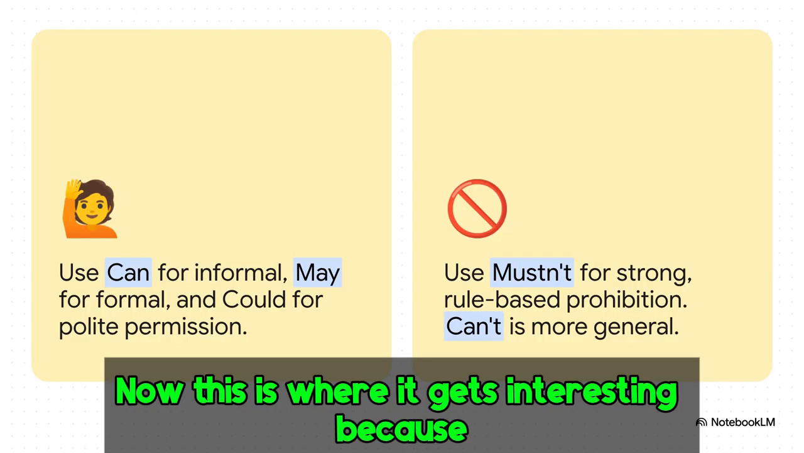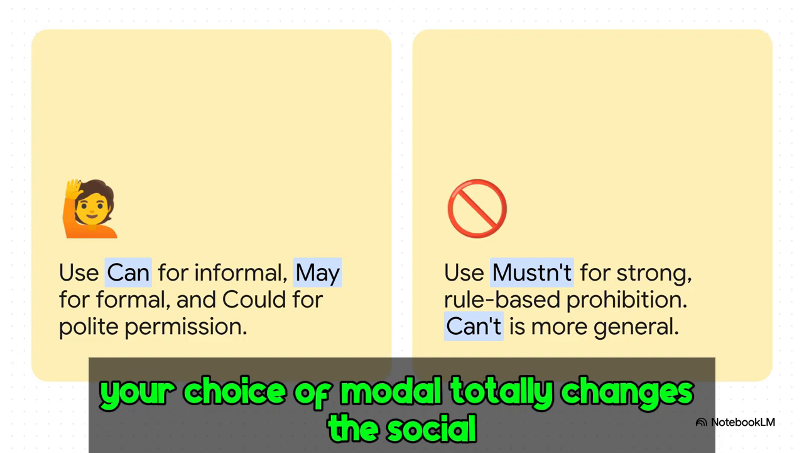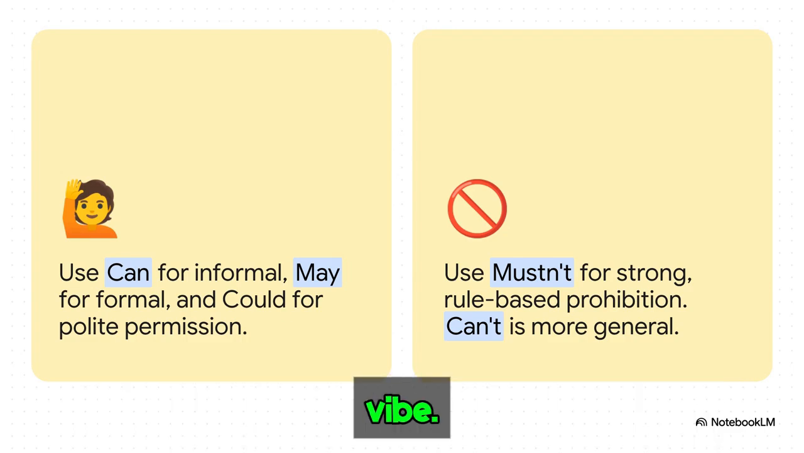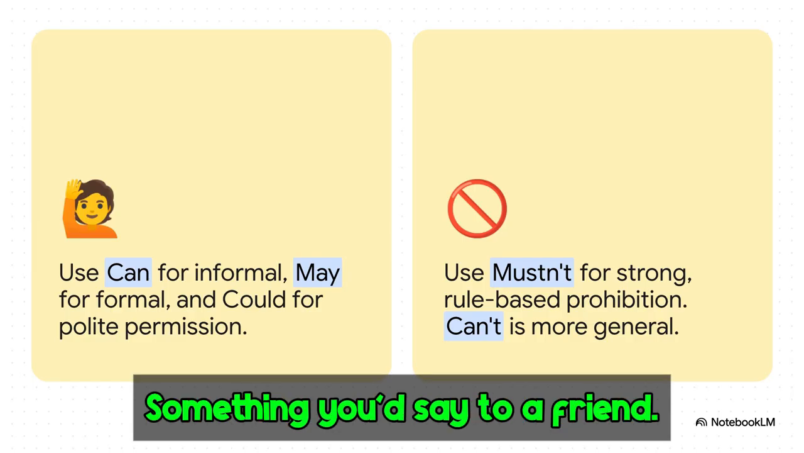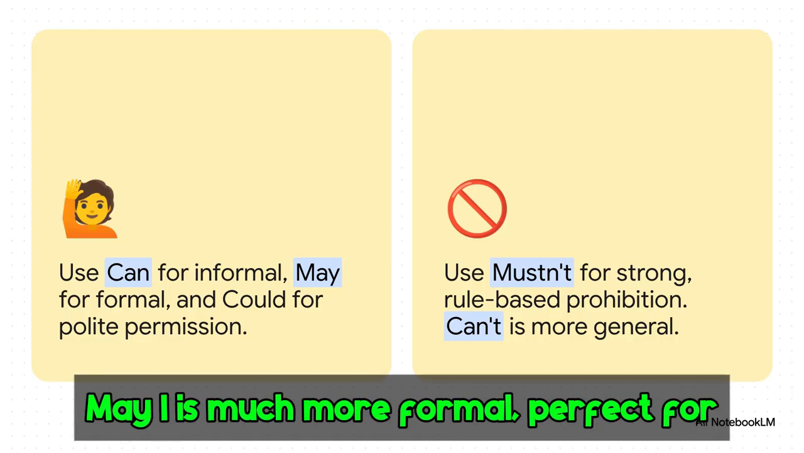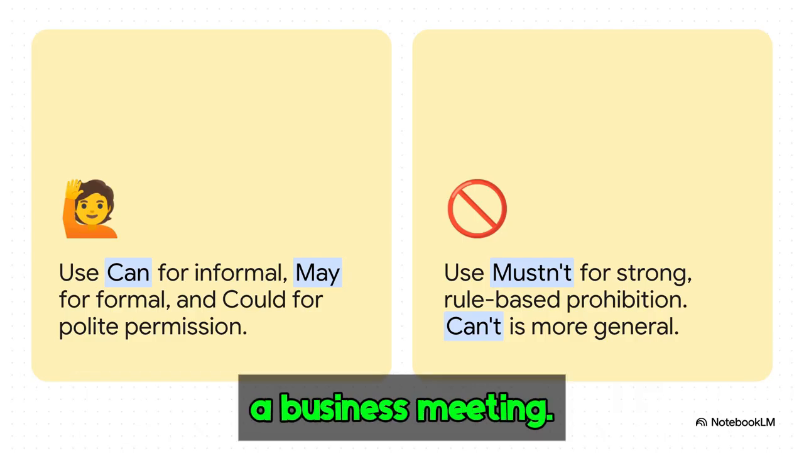Now, this is where it gets interesting, because your choice of modal totally changes the social vibe. When you ask for permission, can I is casual, something you'd say to a friend. May I is much more formal, perfect for a business meeting.